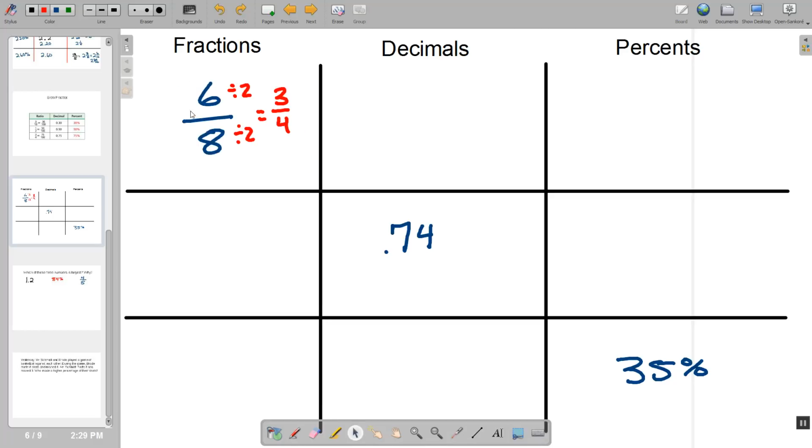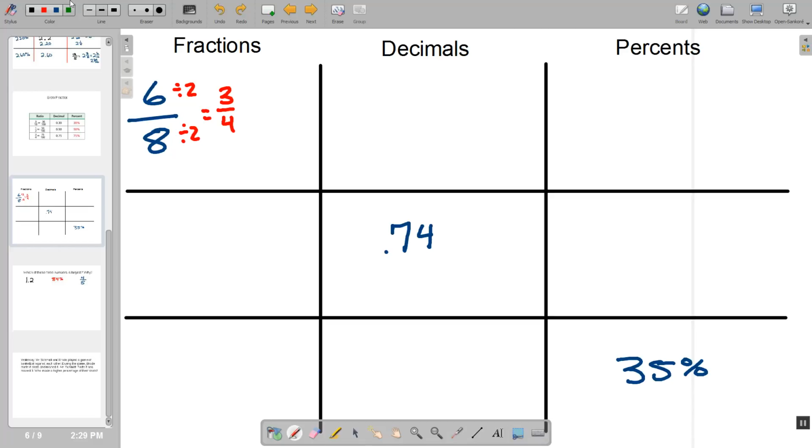Let's see if I can move these over without messing up the slide. These actually convert into hundredths pretty nicely because I can multiply the numerator and denominator by 25. I like to think of quarters. So this ends up being 75 hundredths, which now can be converted to the decimal, 0.75. Once we have hundredths, remember that percent means per century or per hundred. So that is going to be 75%.